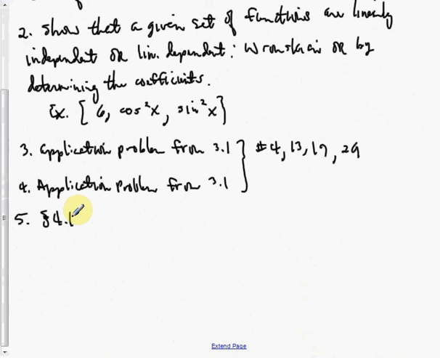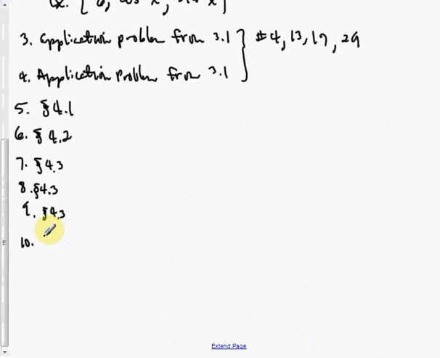Number 6 is from section 4.2. I give you one solution, then I ask you to use the formula to find the second solution. That's problem number 6. Numbers 7, 8, and 9, they come from section 4.3, and I told you how that's going to be, right? And then number 10 is from section 4.4.